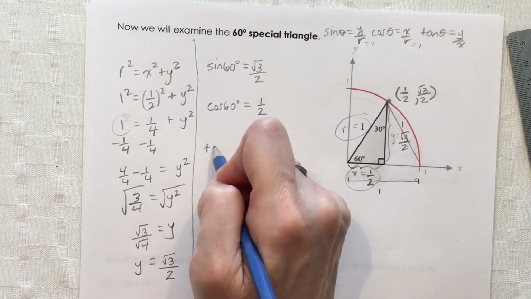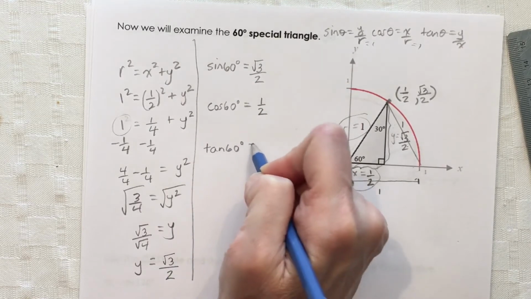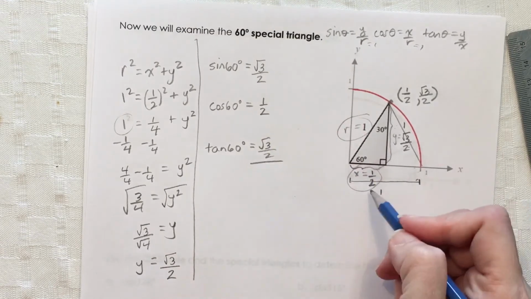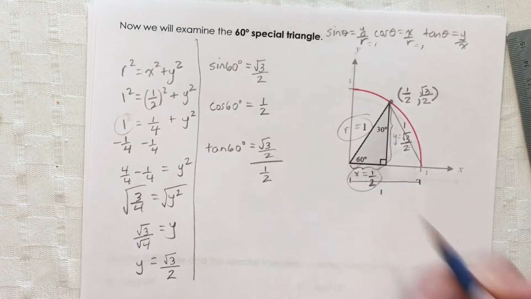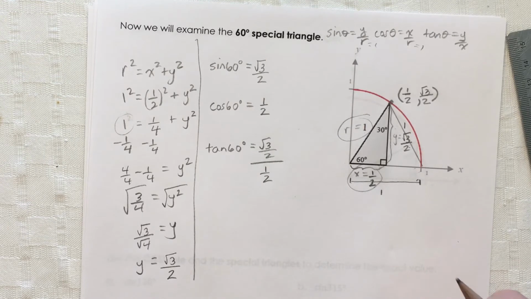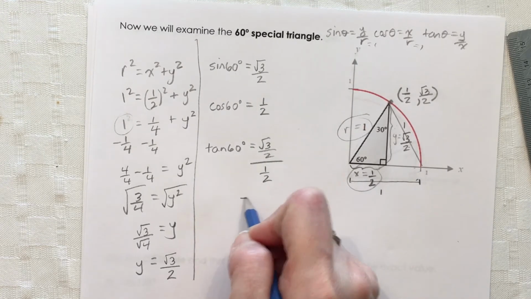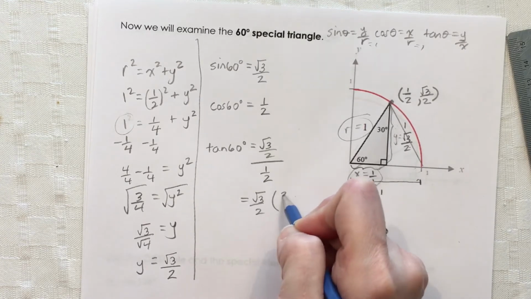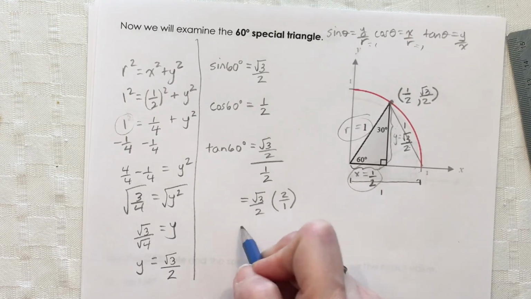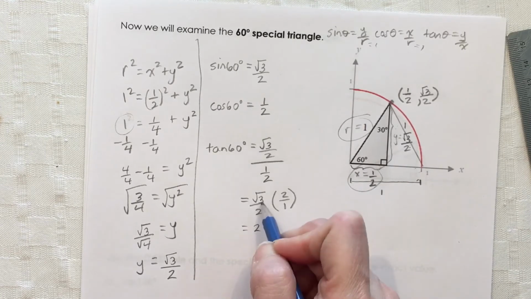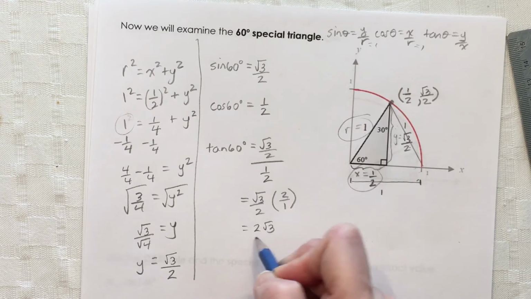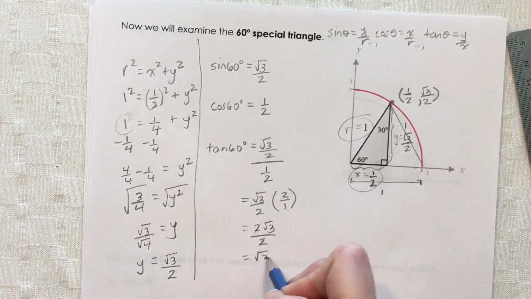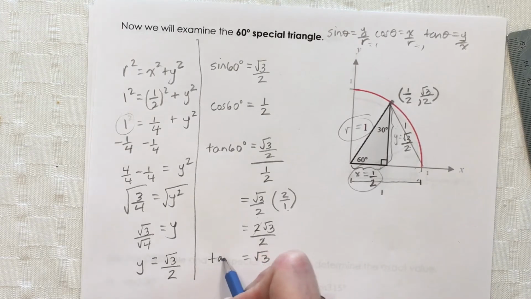But tan, a little trickier here, the tangent of 60 degrees is the y value, which is root 3 over 2, divided by the x value, which is 1/2. Okay, so then you have to remember how to divide fractions, which is multiplying by the reciprocal. So if you multiply the tops together, root 3 times 2 is 2 root 3. 2 times 1 is 2. The 2's divide out, and we get root 3 for the tan of 60.